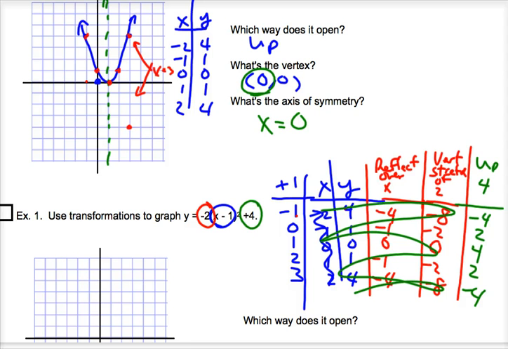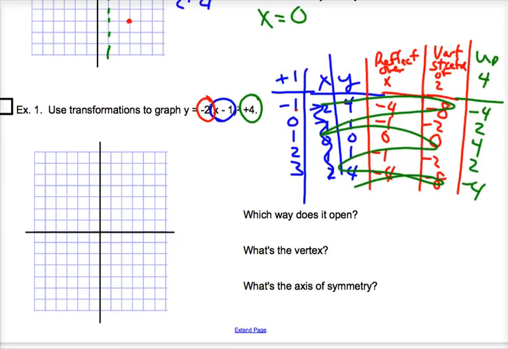-1, -4. I'll graph that over here. 0, 2, 1, 4. That's my vertex. 2, 2. And then 3, -4.